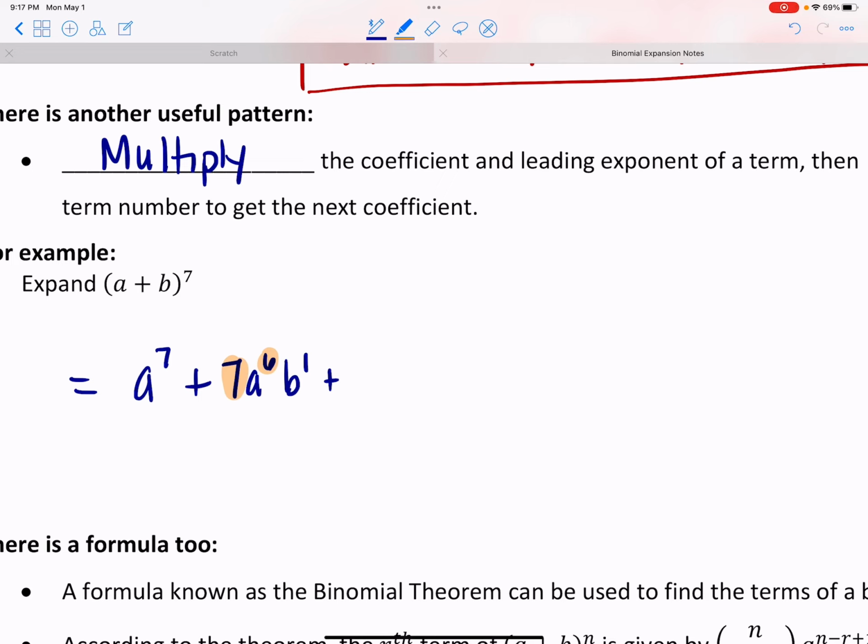And that 42 gets divided by 2 now because this is the second term. So 42 divided by 2 is 21. That is my next coefficient. And then a to the fifth and b to the second. And now multiply 21 and 5. That's going to get me 105. Divide by 3 because we're in the third term, and I get 35 for my next coefficient. So 35, a to the fourth and b to the third.